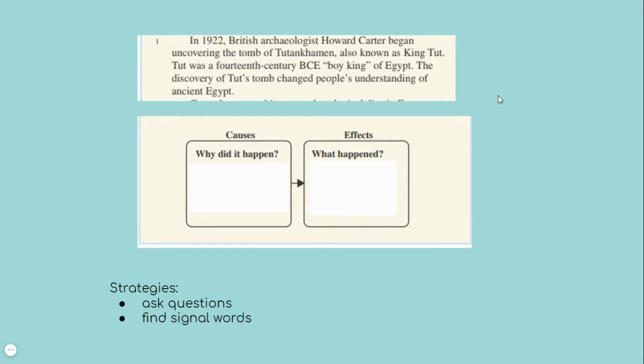In paragraph 1 of the discovery of Tutankhamun's tomb, the text states that people's understanding of ancient Egypt changed. What caused this to happen? Carter discovered the tomb of Tutankhamun. This is the cause. It answers the question, why did it happen? This is the effect. It answers the question, what happened? This text has a cause and effect structure.